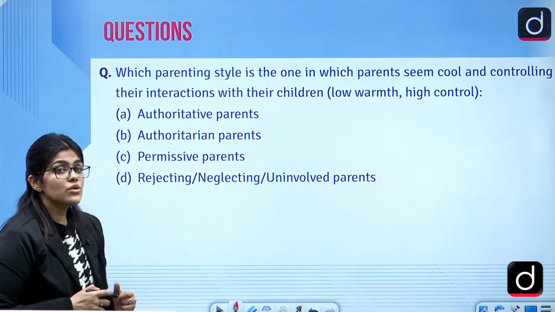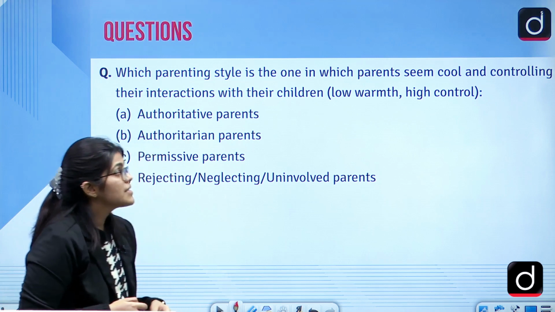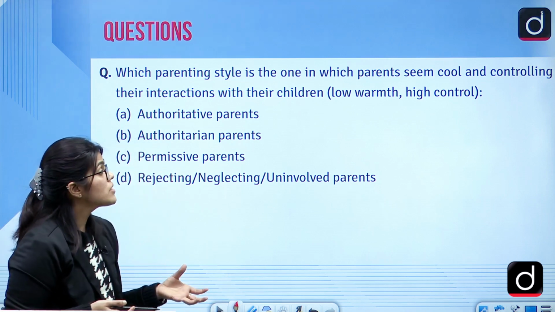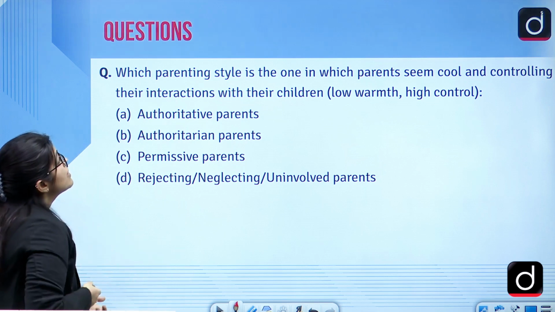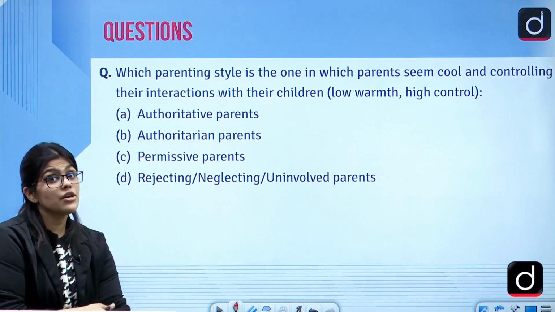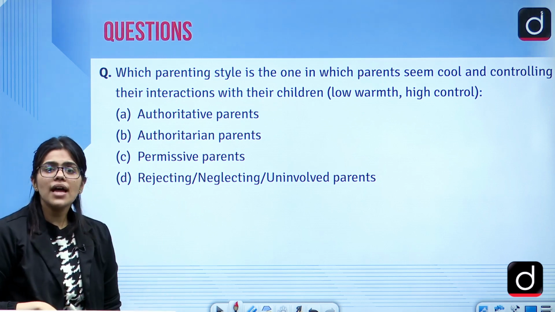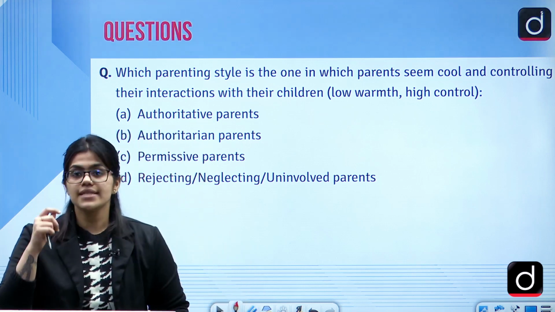Then we have the next question. Which parenting style is the one in which the parents seem very cool, not interacting with the child, and very controlling? So they are controlling. Their interactions with their children are of low warmth and high control. Which is this parenting style? They have asked this question once, that there are different parenting styles.